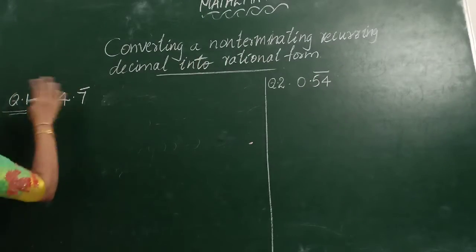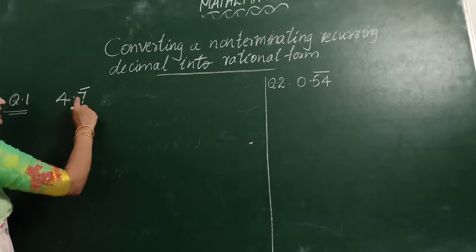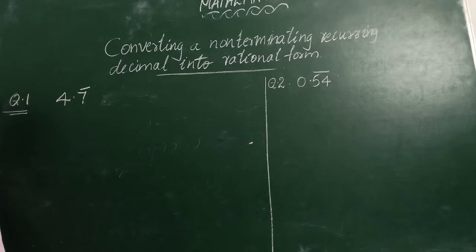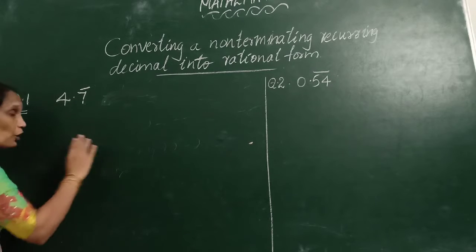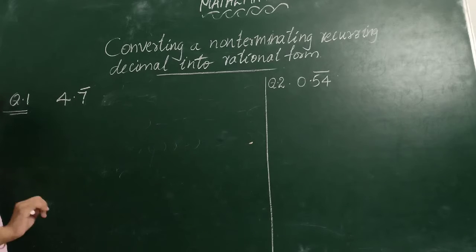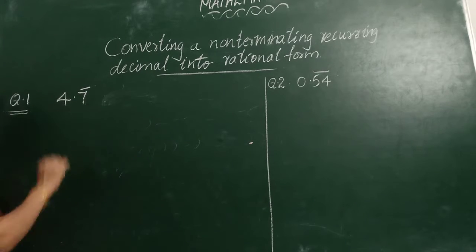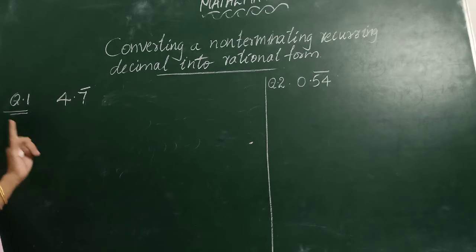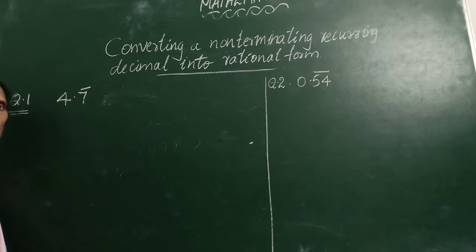Here the question is 4.7 bar. That means 7 is repeating. Okay, the recurring part is 7. So what is the periodicity? The number of digits which are repeating is known as periodicity. So what is the periodicity? 1 is the periodicity. Okay, what is the period? 7 is the period. Number of digits is 1. 7 means only one number, one digit. So the periodicity is 1.